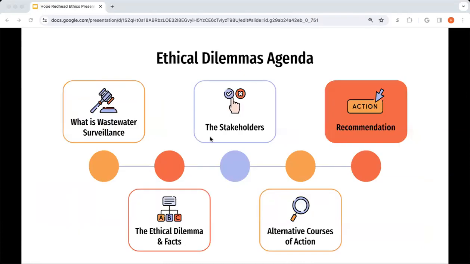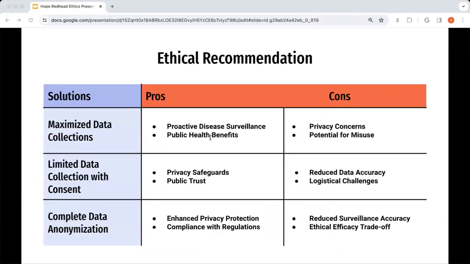However, with my personal recommendation, kind of drawing on the pros and cons of each one. So the maximized data collection, its pros are that it's super proactive for surveillance and public health benefits, but there are huge privacy concerns and potential for misuse. The limited data collection with consent safeguards the privacy part. It's definitely good for public trust, but it reduces the data accuracy and has logistical challenges.